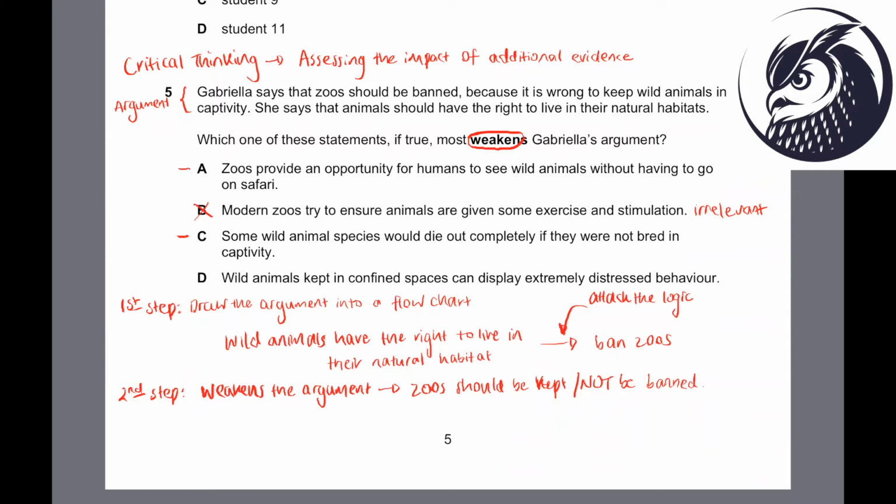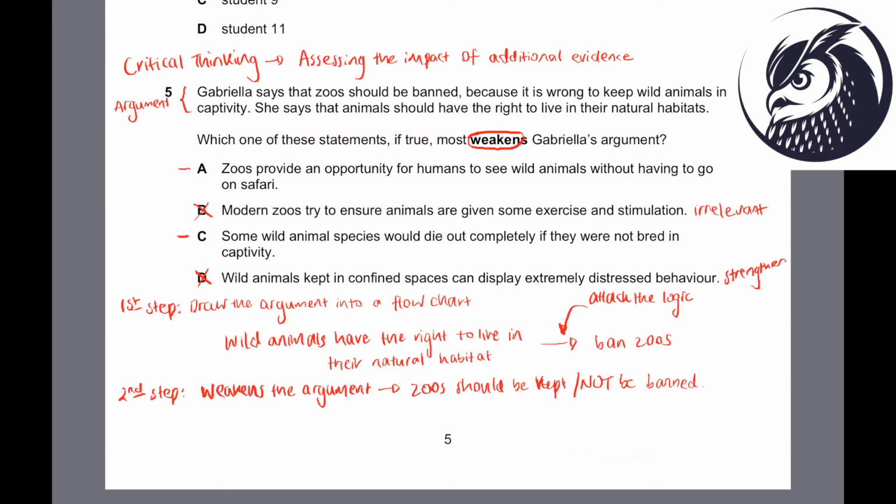Then let's look at option D. Wild animals kept in confined spaces can exhibit extremely distressed behavior. Now, option D is something that strengthens Gabriela's argument, right? Gabriela's trying to say we need to ban zoos because animals have the right to live in their natural habitats. D is saying, if you keep animals in zoos, they get really anxious and stressed. So it's also trying to say we should ban zoos. So it's actually agreeing with Gabriela, and it therefore strengthens it. And so we can cross D out since it's actually doing the opposite of what the question is asking us for. It's actually strengthening the argument.